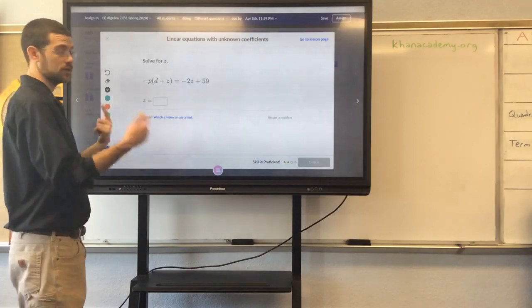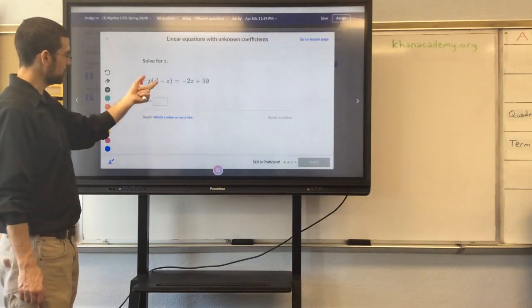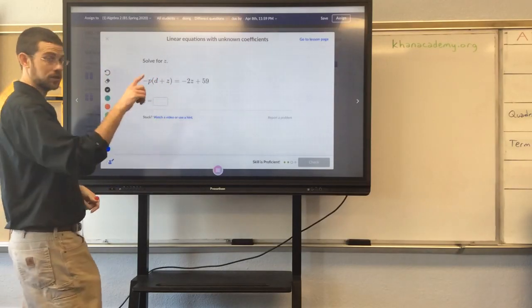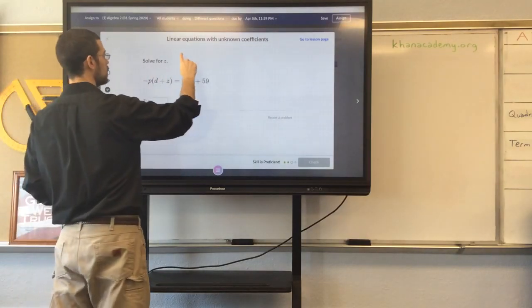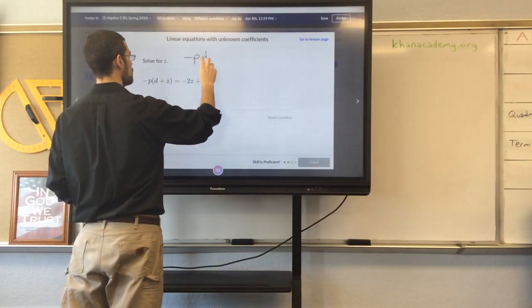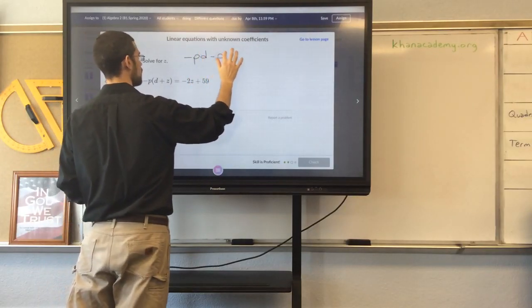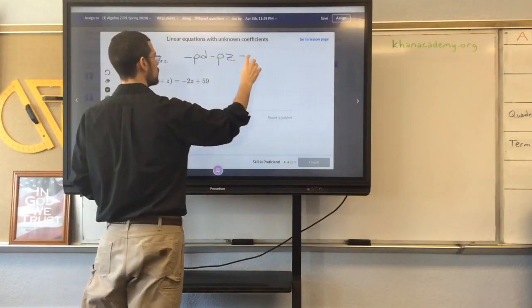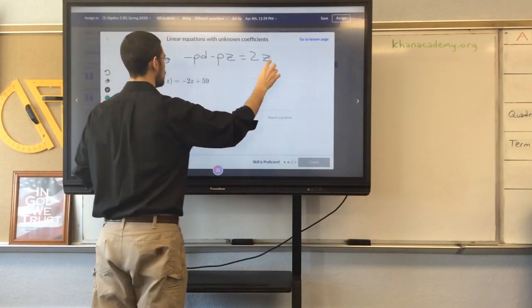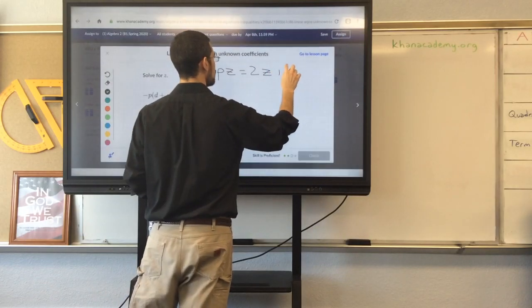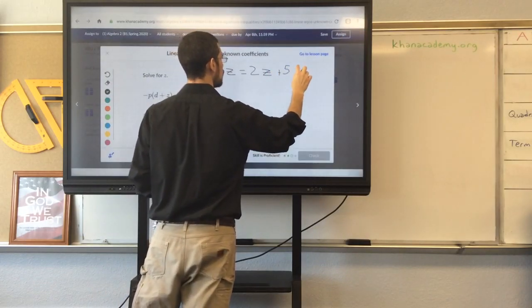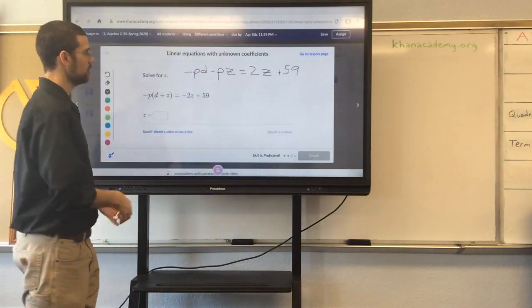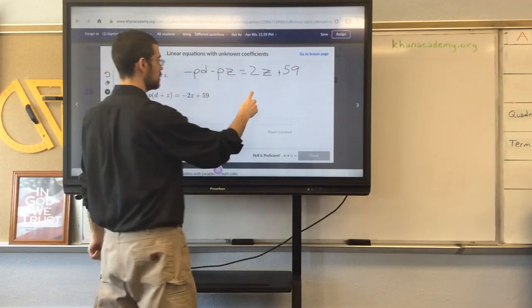Okay, so we need all our z's on one side. That means we need to unbury this z. It's stuck in the parentheses right now, so let's distribute negative p times d minus p times positive z equals 2z plus 59.